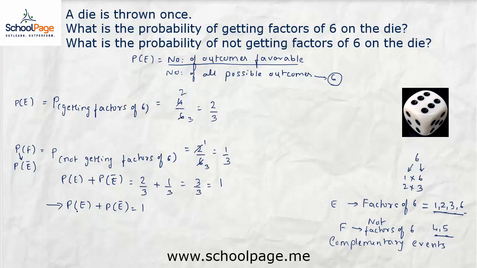We can use this relationship to find the probability of not E. If we have the probability of E as 2 by 3, and let us find the probability of not E. So we get probability of not E as equal to 1 minus 2 by 3, which is equal to 1 by 3. So we can use this relationship and find the probability of not E, or we can use the probability formula and find the probability of not E.